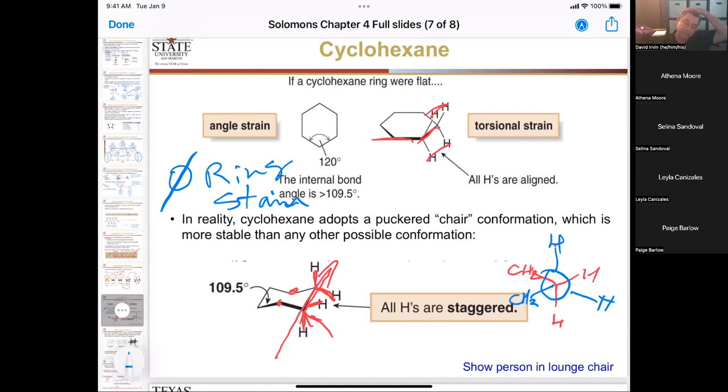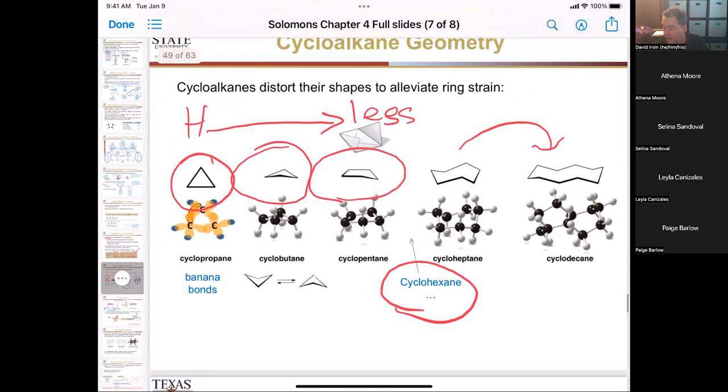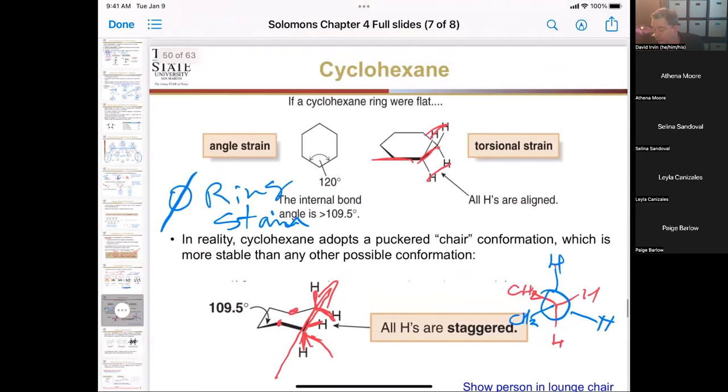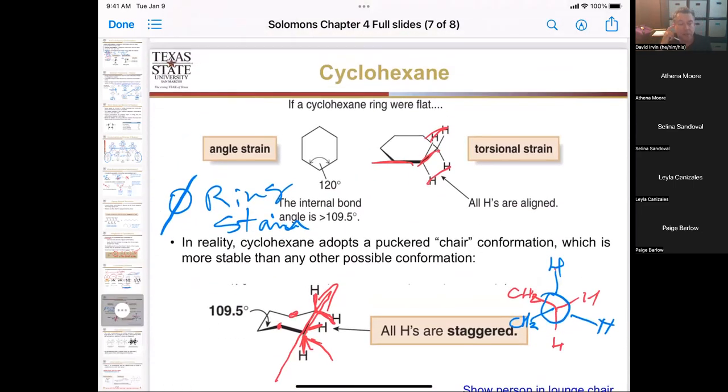Okay, so that means that if we go back to the other side here, ring strain goes down to 0 here, and then it goes up here because not all of those bonds can be in a gauche conformation. Okay, so cyclohexane is unique in the fact that it has 0 ring strain below cyclohexane, ring strain above cyclohexane. All right, so let's take a minute and talk about what we call chair conformation.